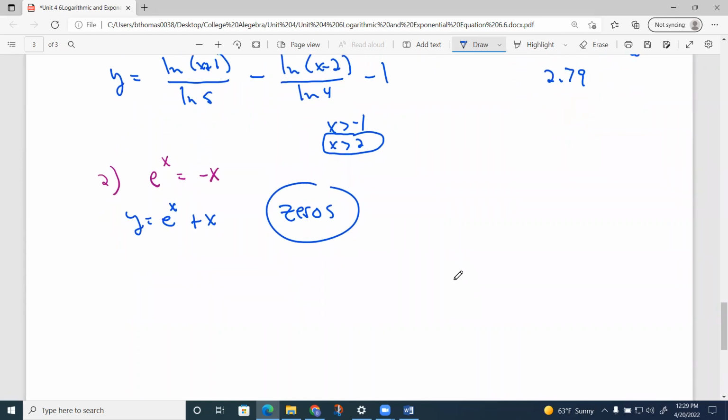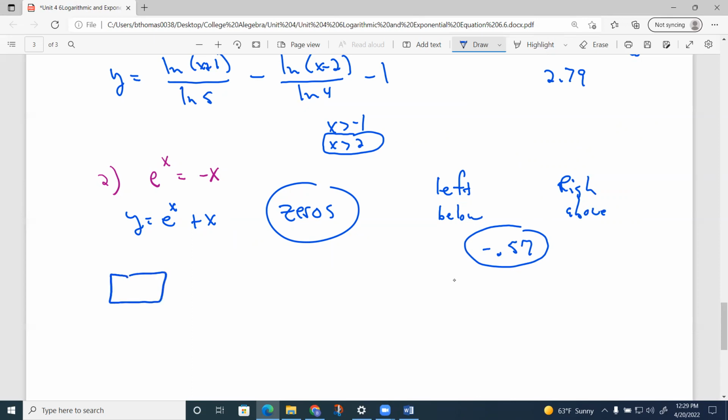So when we do this one, when you do the left bound, it should actually be below the x-axis. And the right bound should actually be above this time because of the way it approaches the x-axis. And the zero there was a negative 0.57. So your solution to that one was that if you use the zeros key. Remember, the zeros key is under the second calculate button. To do the zeros, you have to do the second button and then calculate.